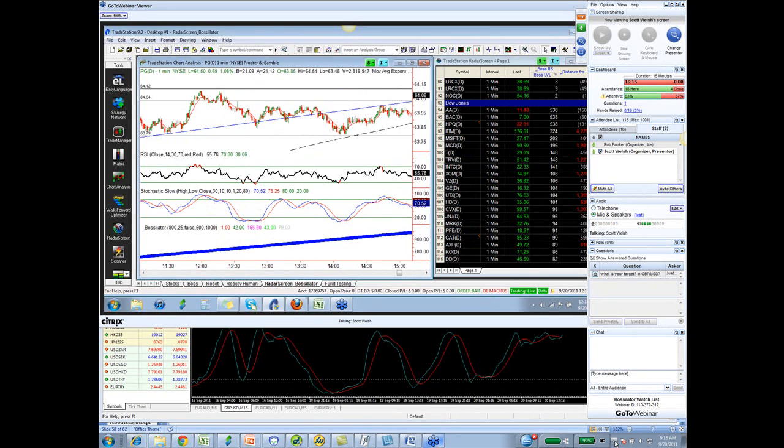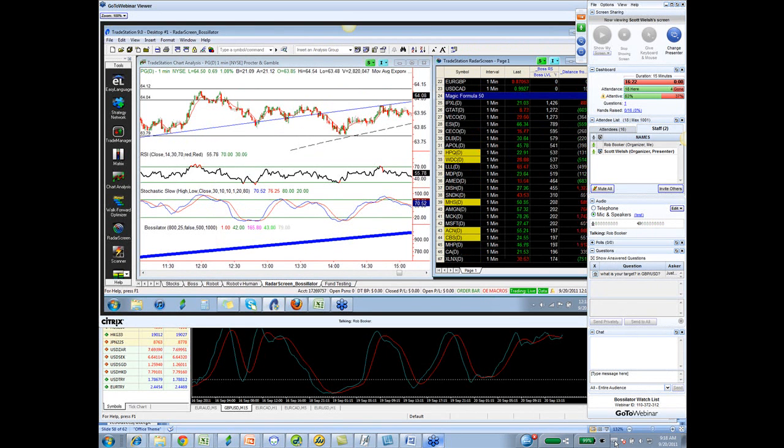Did you want to take a look at Netflix, or do you want one more possible buy trade first? Let's look at a buy trade. If you've got one, let's look at a possible buy.